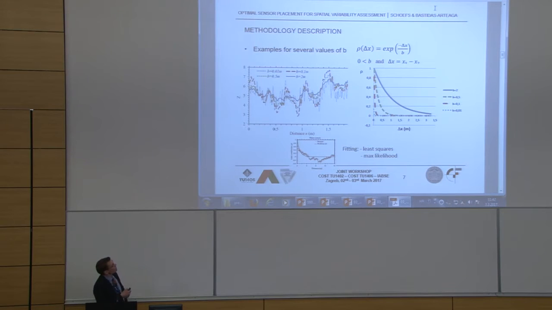Here are a few simulated trajectories for several values of B, and here the corresponding autocorrelation function. You can see that for B equal to 2 or 0.01, of course, you don't have the same shape for the autocorrelation function. If you have data from one trajectory, you have to take the measurements into account and then fit an autocorrelation function. There are several methods. One of these methods is maximum likelihood, and we made a recent improvement on it, but I will not focus on this point today.